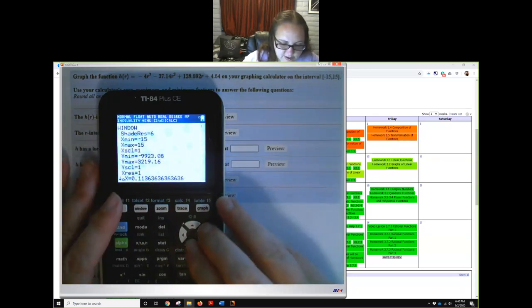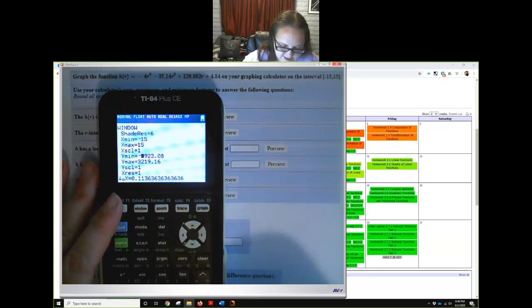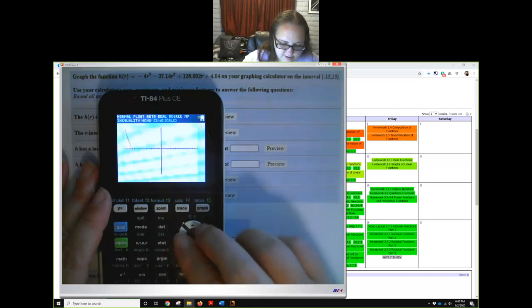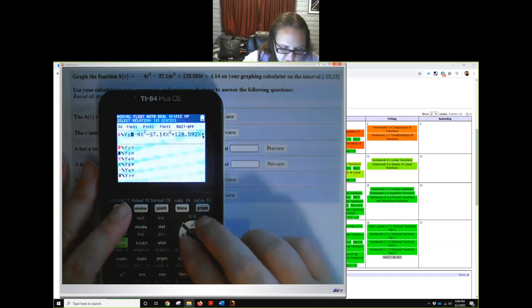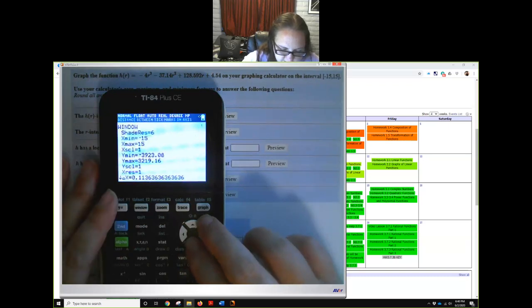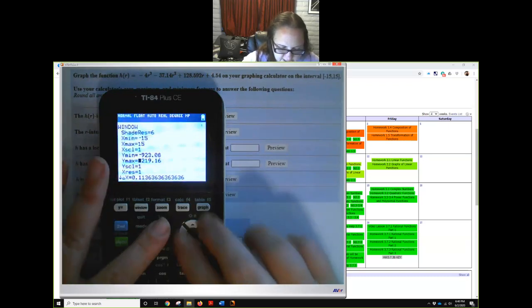Window. How about if I make this 3? Getting better. Window. What if I change these like that?